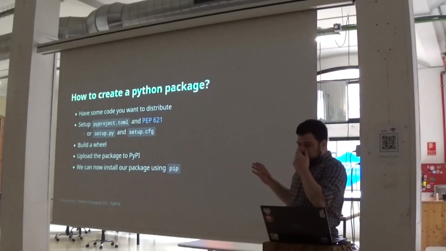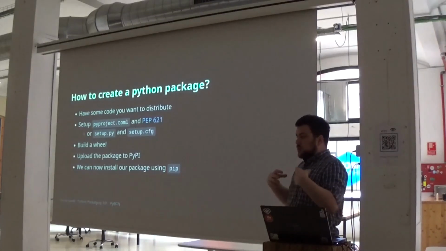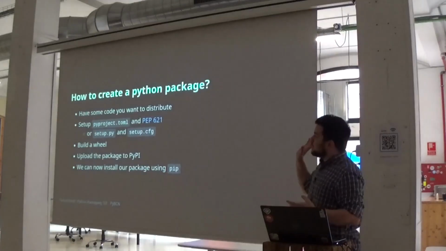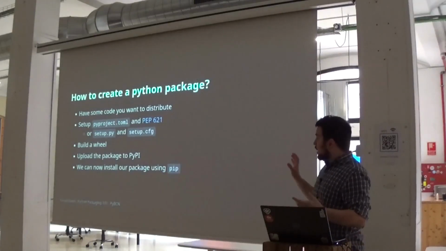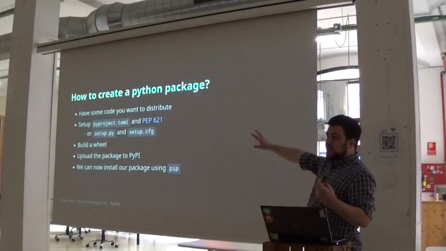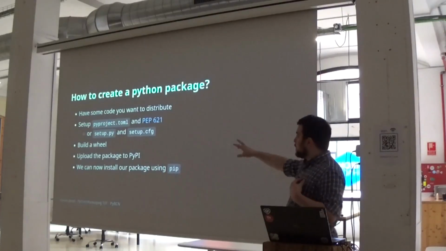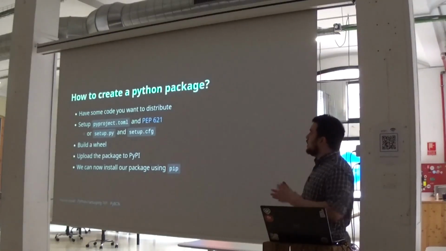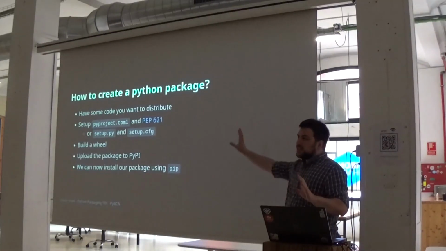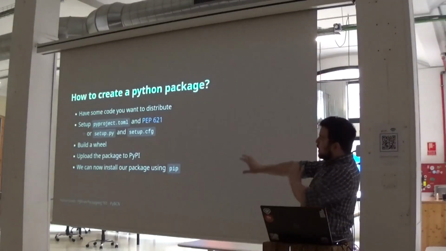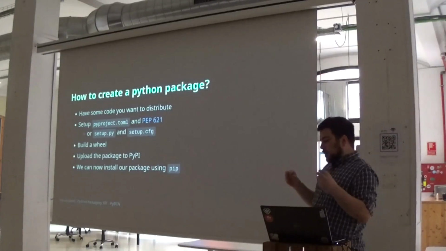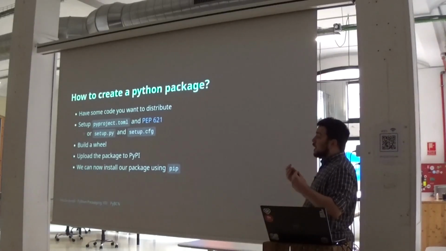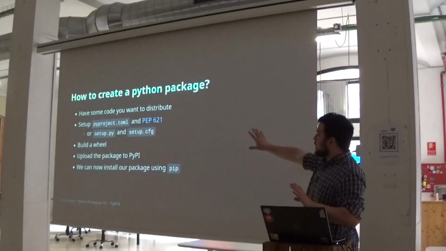The newest, the most modern way of installing or creating packages is through using pyproject.toml, and you can find all the specifications in PEP 621. PEP is the Python Enhancement Proposal, and you can find all the details there. And today we're going to see the bare minimum stuff we need in order to create our package, but don't worry, you can easily find all the information in there.